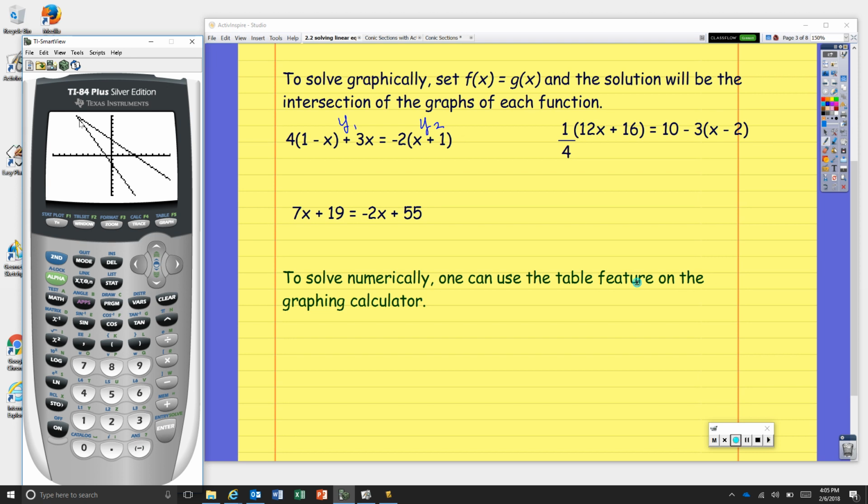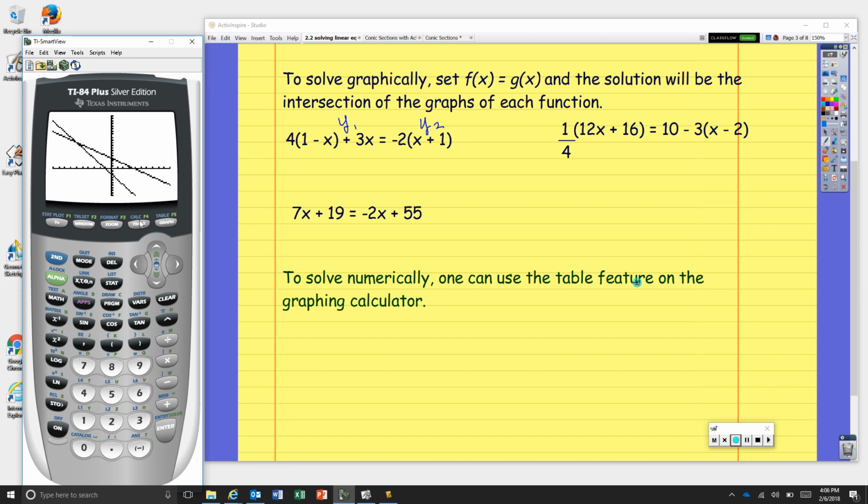So we see it intersecting up here, so we need to adjust our y's up a little higher. So press your window key and go down to your y max, and let's try 20. And hit your graph key. And we see the intersection quite clearly now.